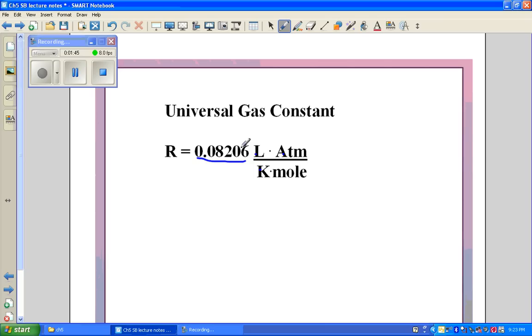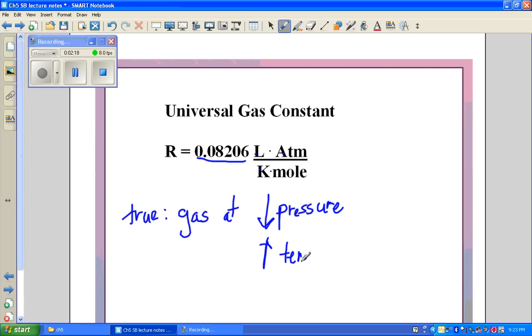And so this is at a given time that the ideal gas law hopefully can be true. It's based on experimental measurements, and those experimental measurements are going to be true if I have a gas at low pressures, close to 1 atmosphere, and high temperatures. And so if this is true, we can say that gases are going to behave ideally.